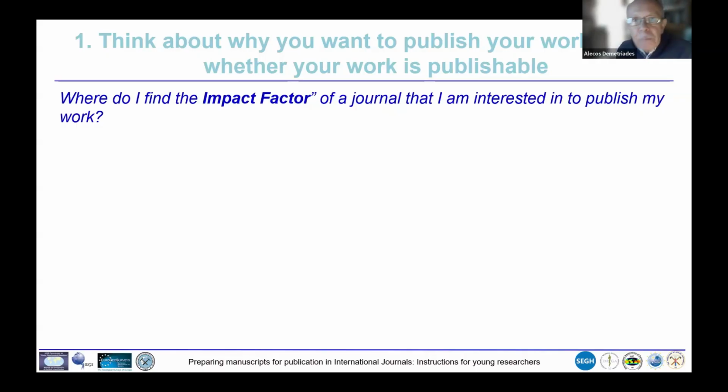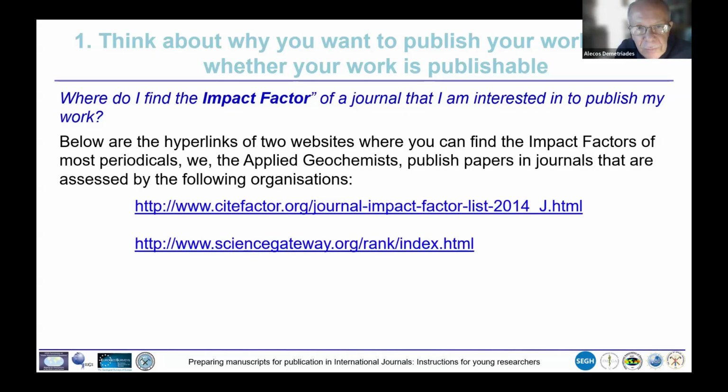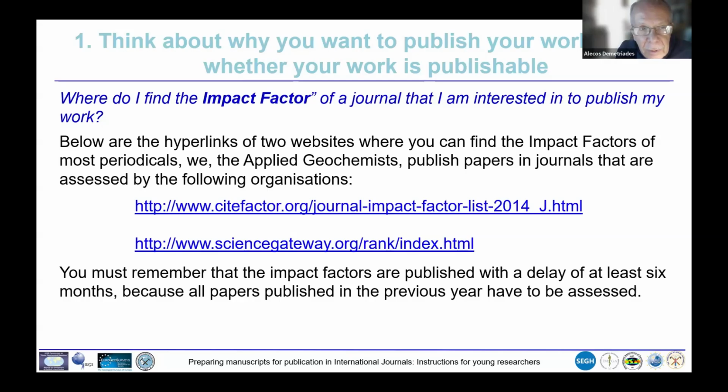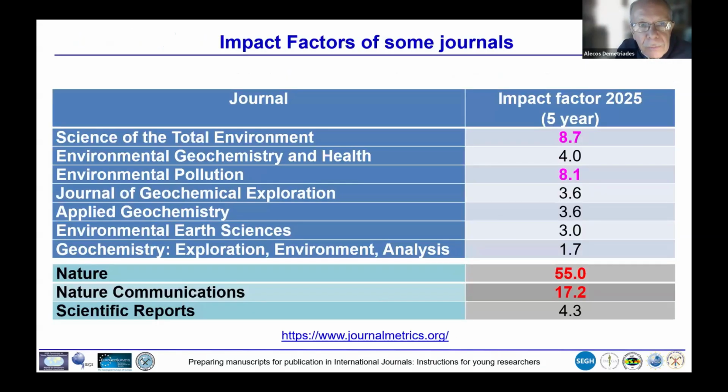Where do I find the impact factor of a journal that I am interested in to publish my work? Below are the hyperlinks of two websites where you can find the impact factors of most periodicals. We, the applied geochemists, publish papers in journals that are assessed by the following organizations. You must remember that the impact factors are published with a delay of at least 6 months because all papers published in the previous years have to be assessed. Nowadays, most journals publish the impact factor on their website, which makes life easier for you.